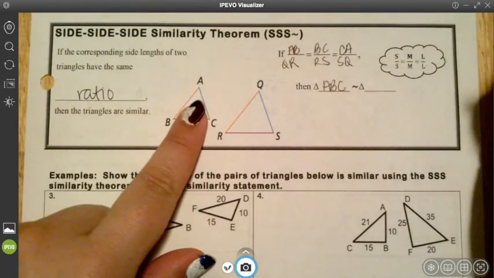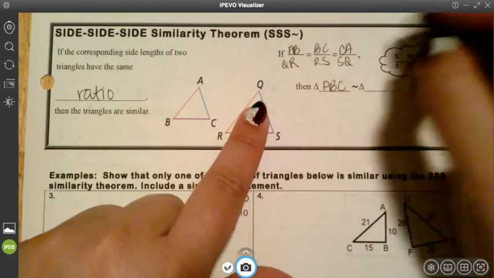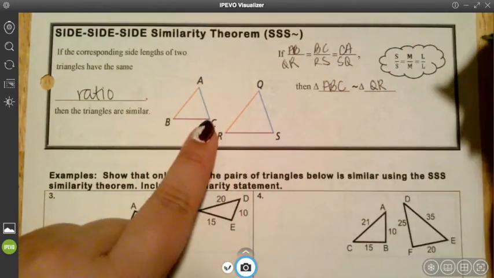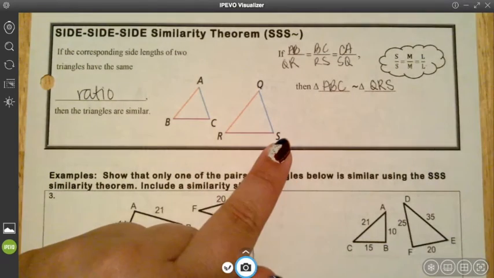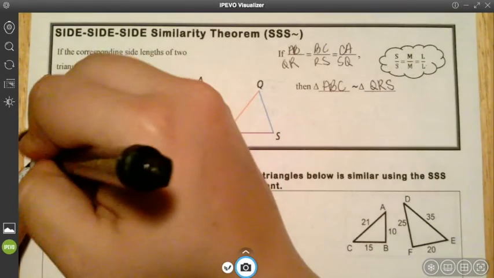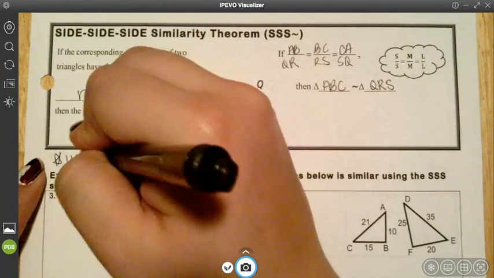A is between red and blue, so we go between red and blue is Q. Red and purple, purple and blue. I am going to recommend that you use colors.